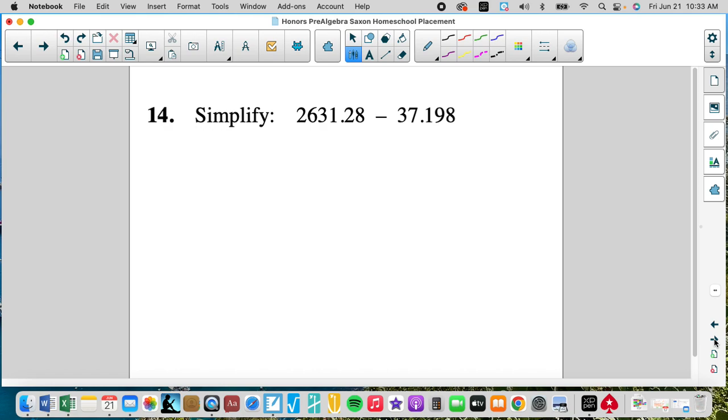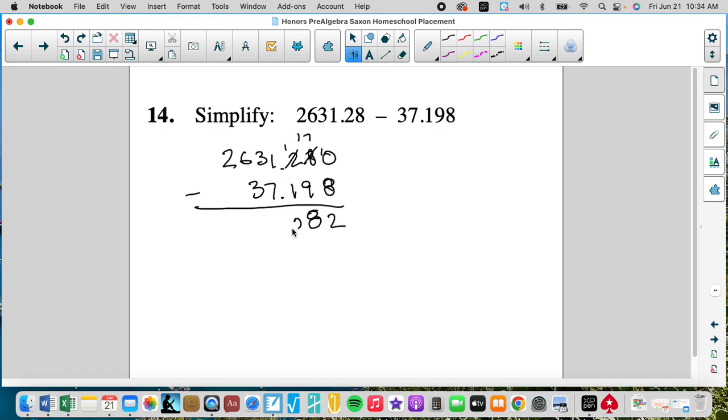Number 14, simplify. We're just subtracting, so we're going to align. I always like this. We're going to subtract 198. We're going to add a 0 there for the tens, hundred, thousands place. We can't take 8 from 0, so we have to borrow. We borrow from that place. It adds a 1 there, so now we can subtract 8 from 10. 9 can't take from 7, so you borrow, and that's going to give you 8. 1 from 1 is okay.